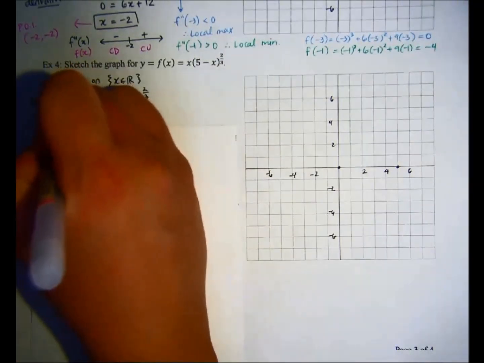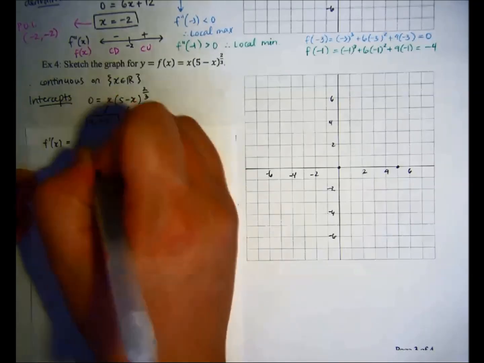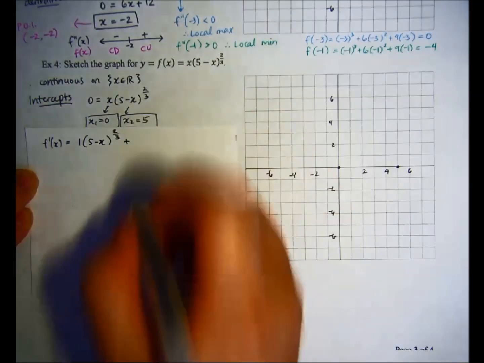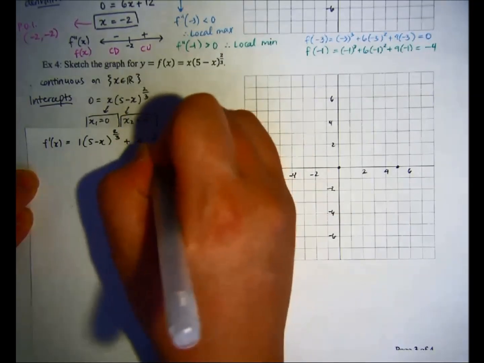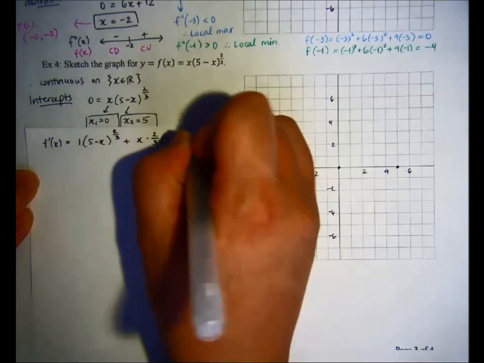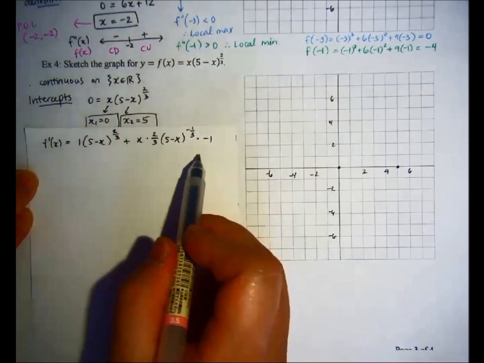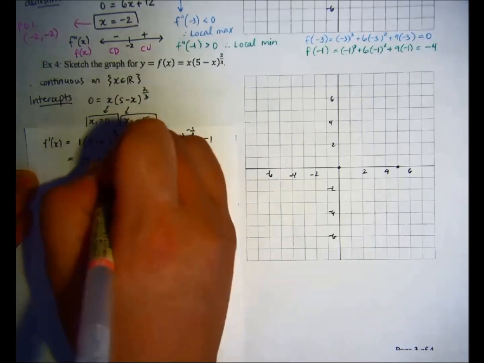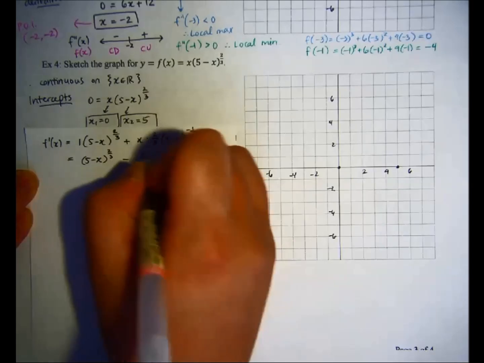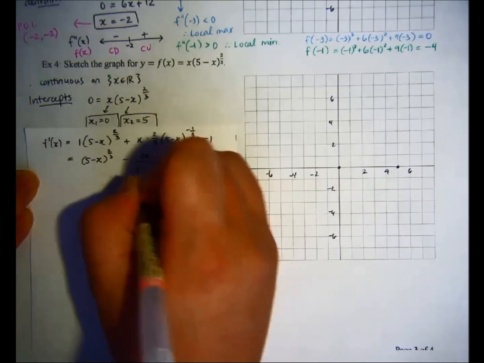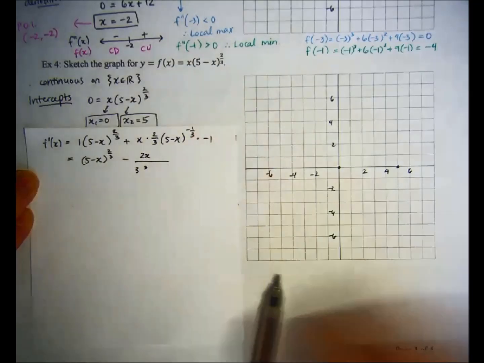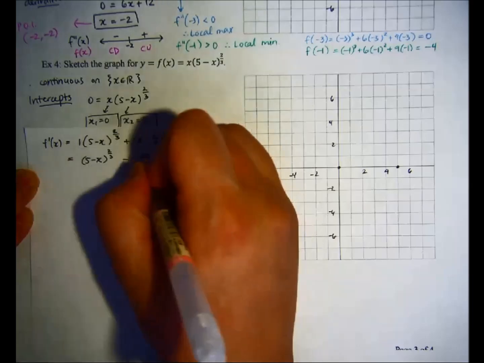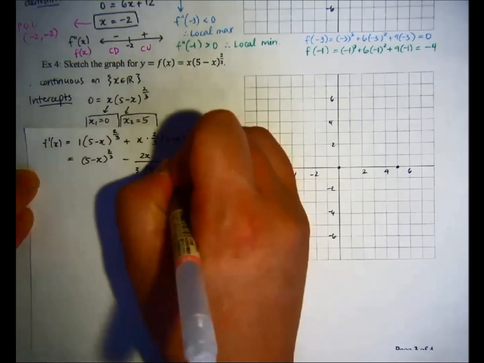So here I go. First derivative calculation: derivative of x is 1, leave (5 minus x) to the 2/3 alone, and we have to add x times the derivative of (5 minus x) to the 2/3. So this is product rule that I just applied. So now this is going to be (5 minus x) to the 2/3 minus 2x over 3 times, actually instead of cube root, let me just write it in rational form for now. So 3 times (5 minus x) to the 1/3 in the denominator.